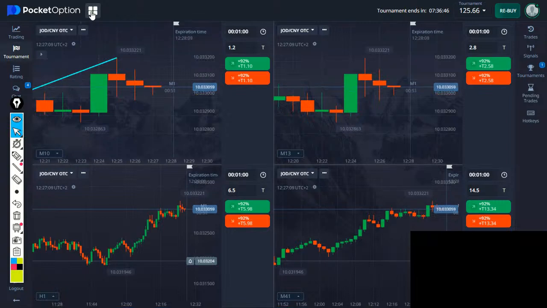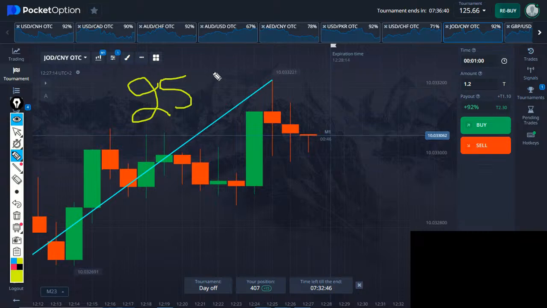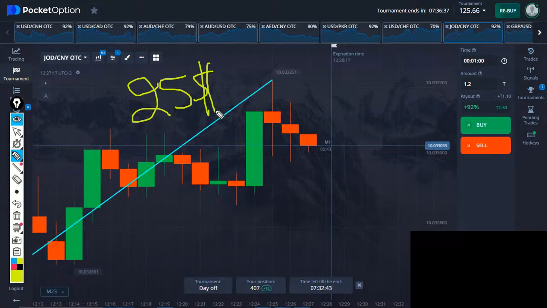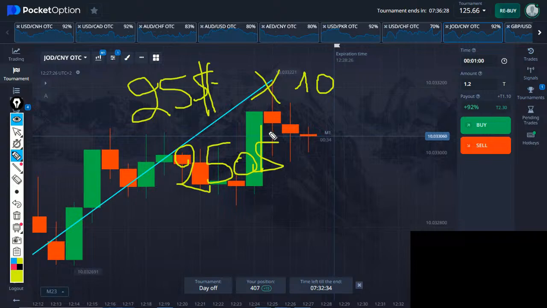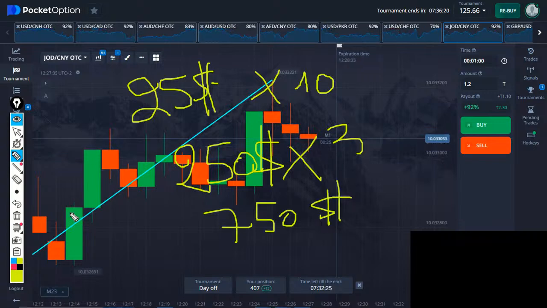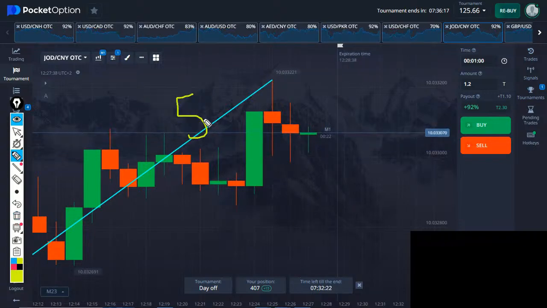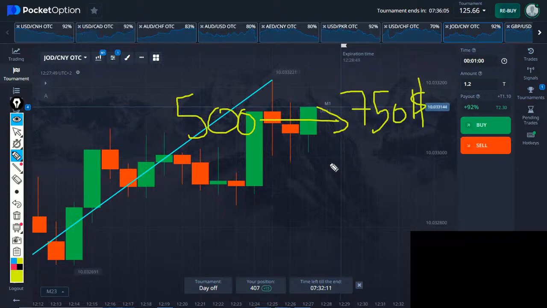So at this point, you stop trading. Guys, $25 a day keeps the doctor away. $25 times 10 days, that's 250. If you are trading 30 days, so times 3, that's $750. So if you have a starting balance of $500 and you end your month plus 750, that's more than 100% return on investment, guys. Okay?